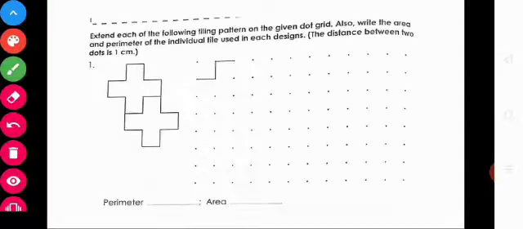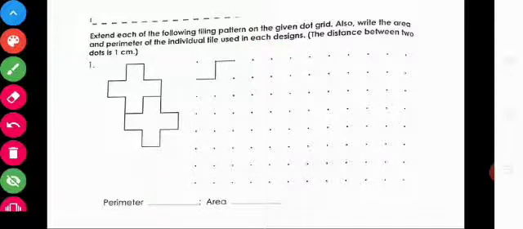And the next topic is tiling. What does tiling mean? When we fit individual tiles together with no gaps or overlaps to design a flat surface like a ceiling, wall or floor, we call it tiling. Okay children. Look at that. Extend each of the following tiling patterns on the grid. Also write the area and perimeter of the individual tile used in each design.